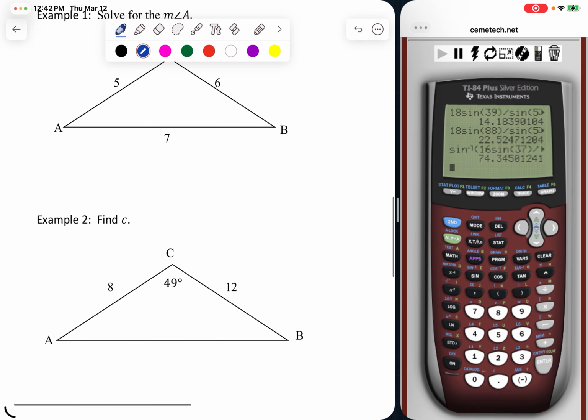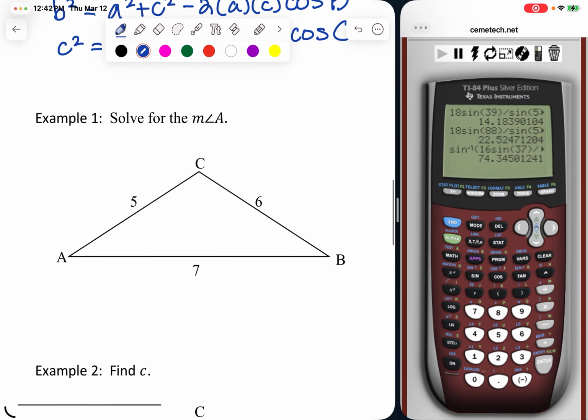All right, so this is nice because these are already drawn for you. Look to see what you have. You have side, side, side. So you are using the law of cosines.